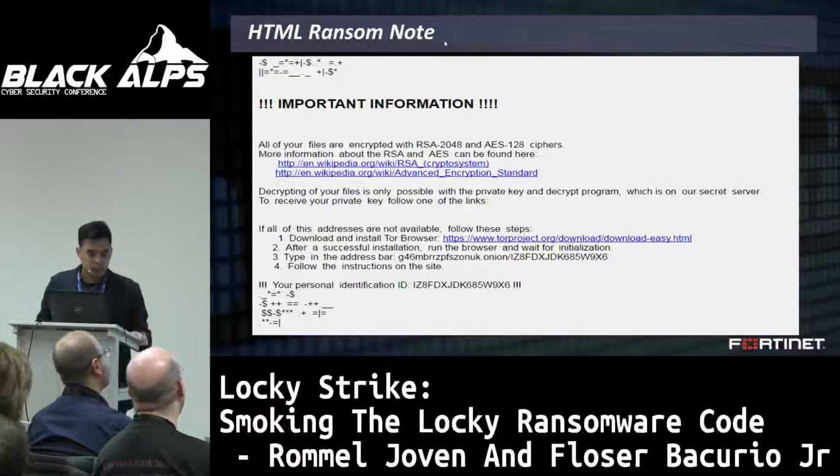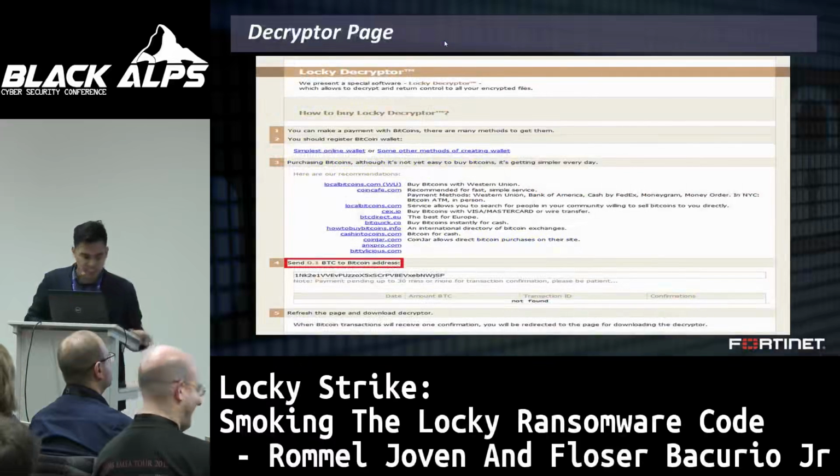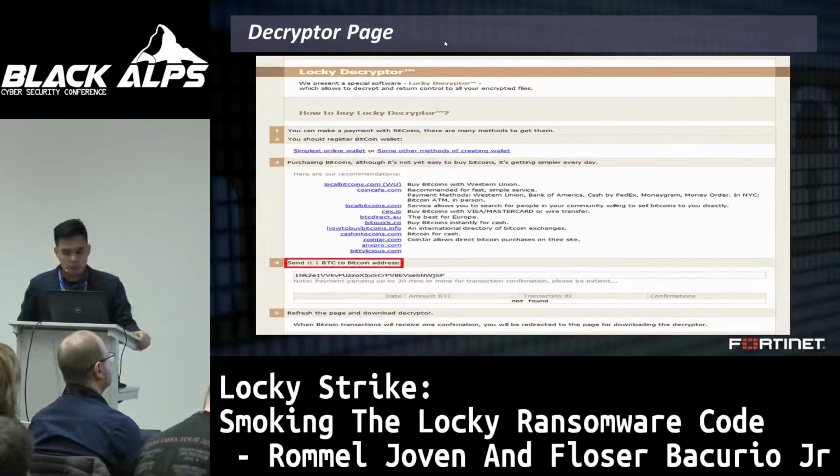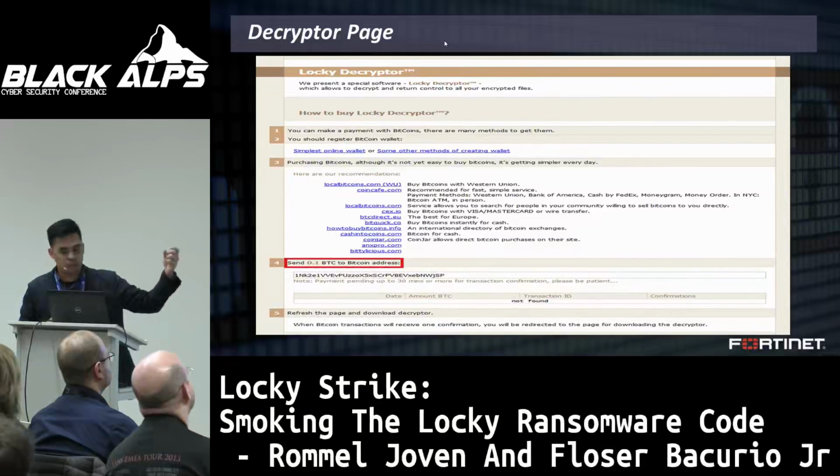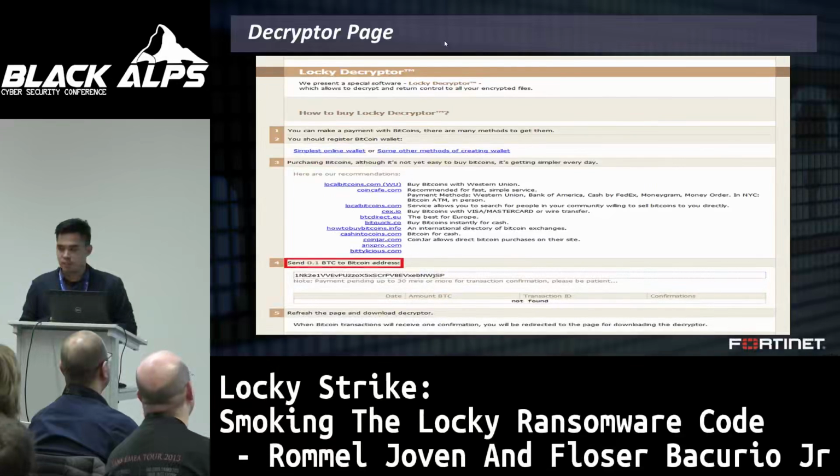After encryption, it will show the HTML ransomware note. So this must be familiar to you guys. Next is the decryptor page. Compared to last year, Locky was asking for 0.5 Bitcoin, but now it only asks for 0.1 Bitcoin, since this is caused by the surge in the price of Bitcoin this year.